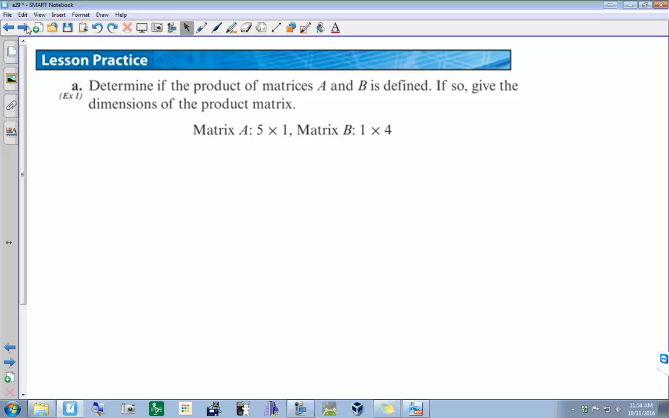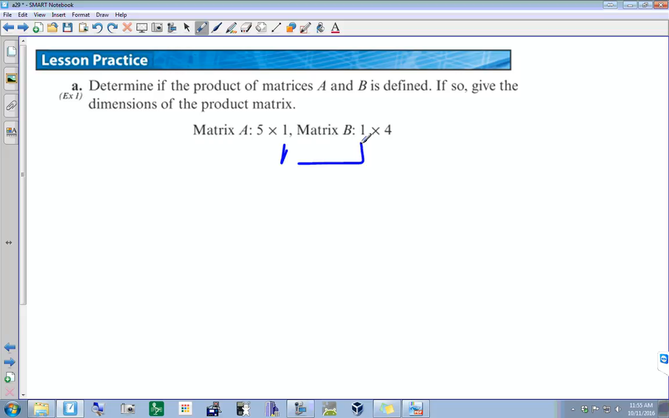Okay, so if I want matrix A times B, the first thing I have to do is determine what the dimensions are. Right? So this one here is a 5 by 1, right? This is a 1 by 4. Can I multiply these together? The answer would be yes, because this one here matches with that.